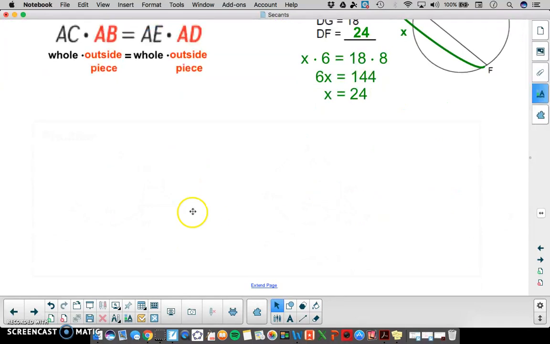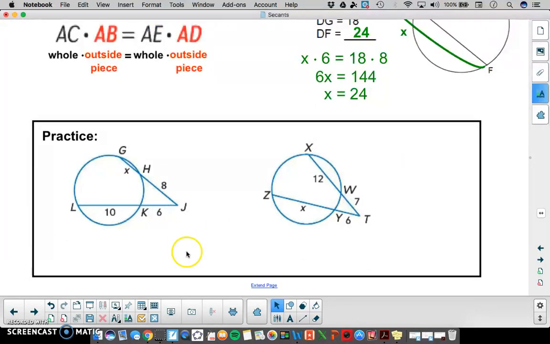I have these 2 examples that I want you to try. Be careful of finding the whole when the X is one of those pieces.